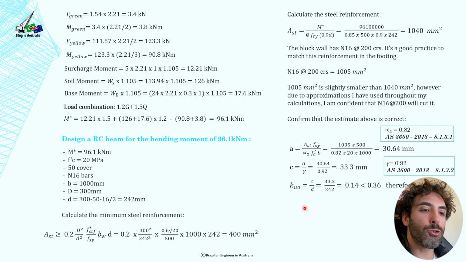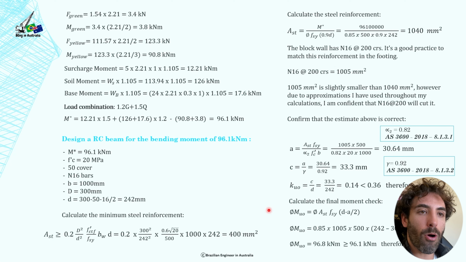Now ku, which is the neutral axis parameter, is equal to c divided by d. That's equal to 33.3 divided by 242. That's 0.14, and that must be less than 0.36. It is less than 0.36, therefore we are okay. We're good to go. Now we're going to do the final moment check, okay?